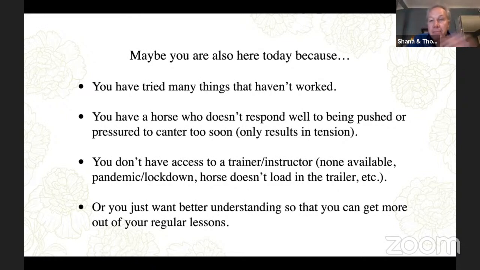Then they have a better picture of what the purpose is in the training, or how to do it in terms of seat and aids, etc. And so they progress faster with their own teacher.